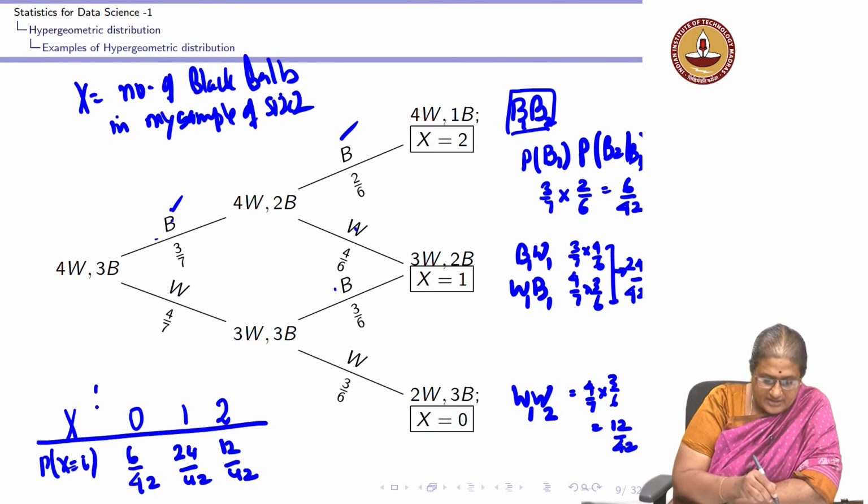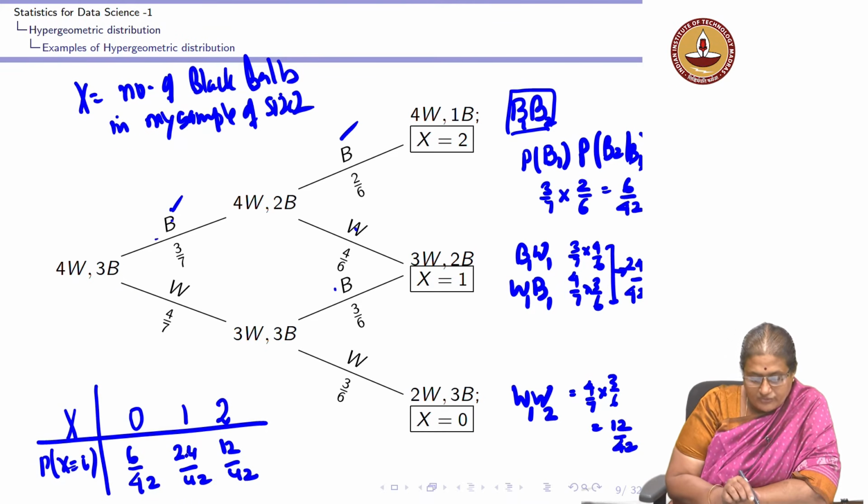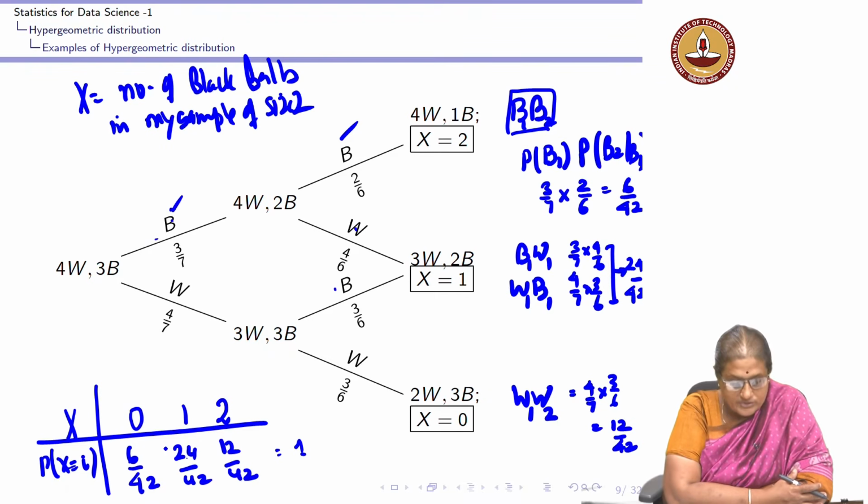I can verify that this is a probability mass function. 24 plus 6 is 30, 30 plus 12 is 42. This adds up to 1 and all of them are greater than or equal to 0.